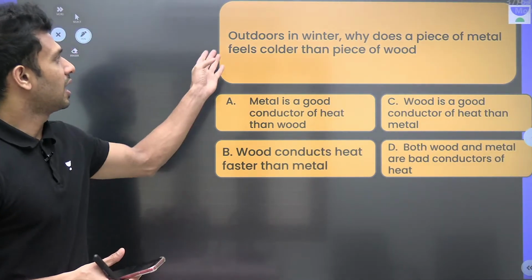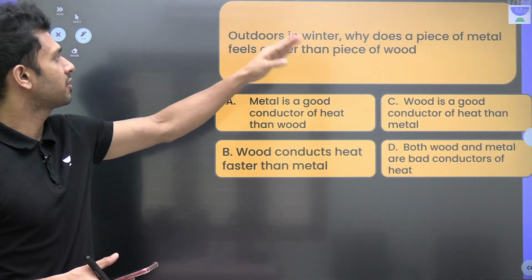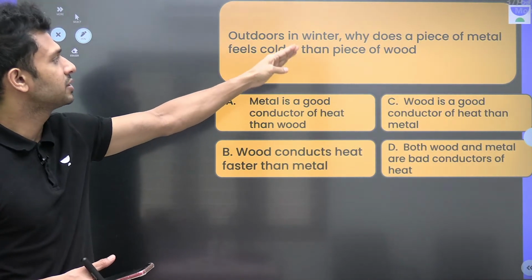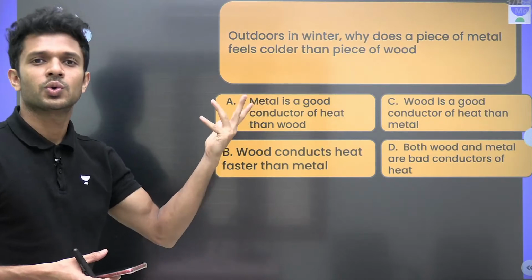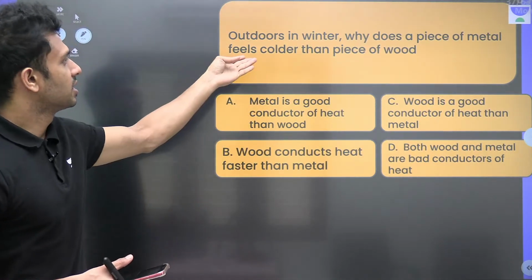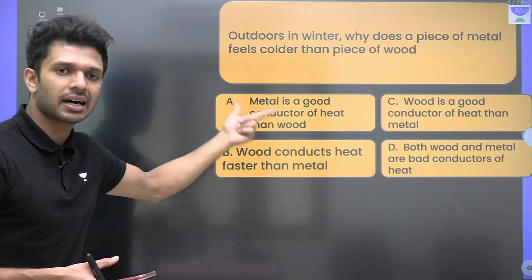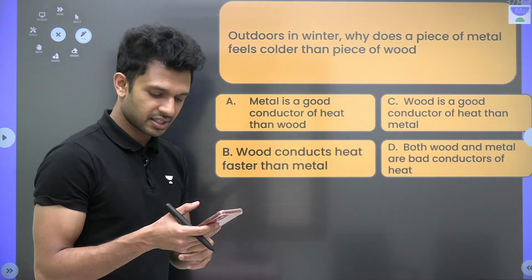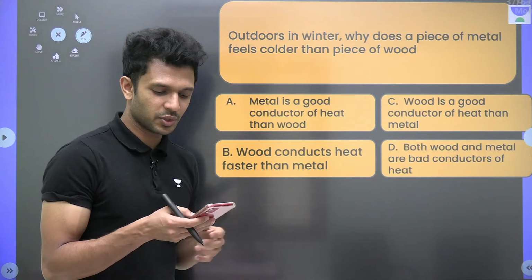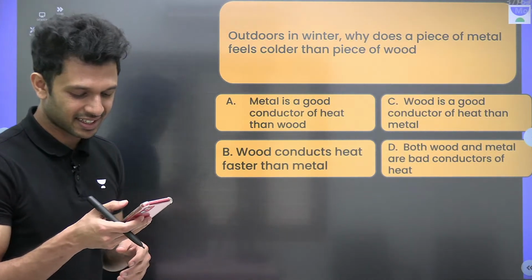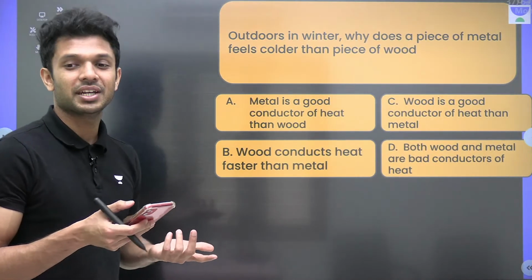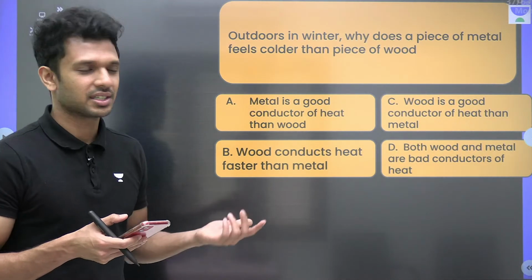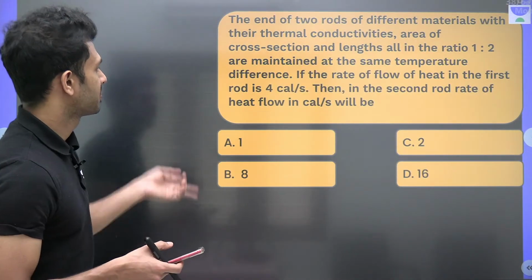Outdoors in winter, why does a piece of metal feel colder than a piece of wood? Because the metal has a larger conduction than wood. That's why. Okay. Very good. It was an easy question. Okay, next one.